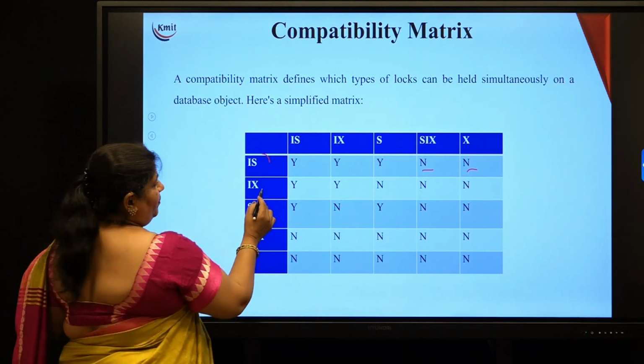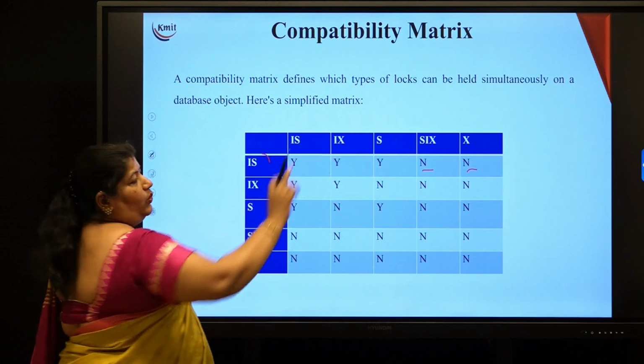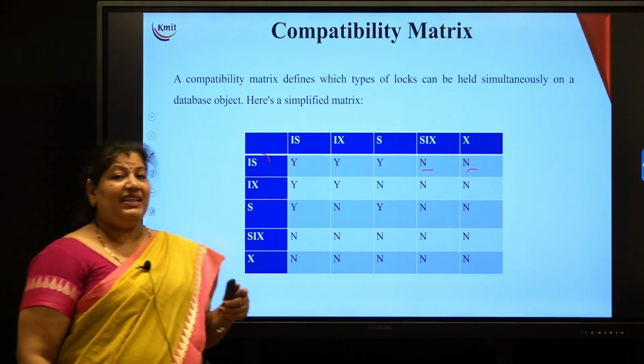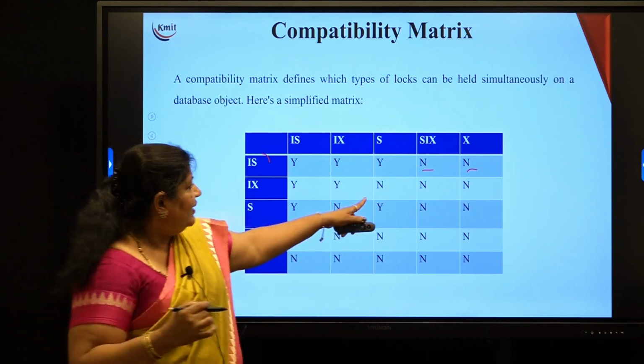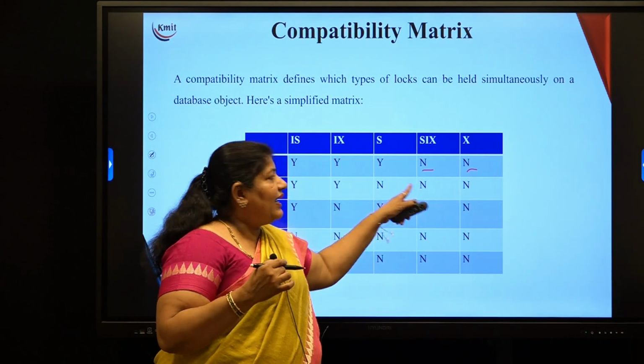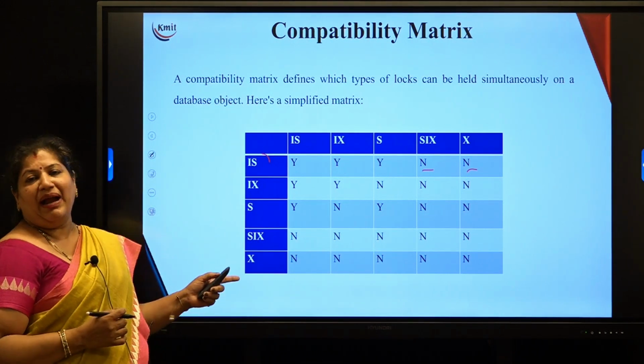Whereas if you apply IX, then only IS and IX are allowed, no other things are allowed, because you have seen that IX conflicts with both read and write. That is why read and write cannot coexist. This is what the compatibility matrix says.